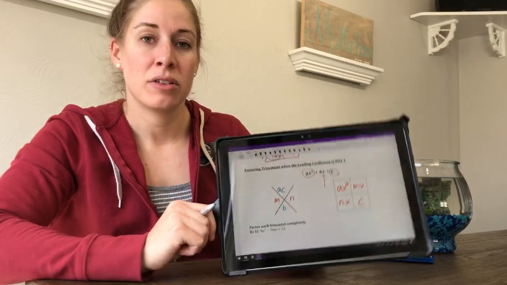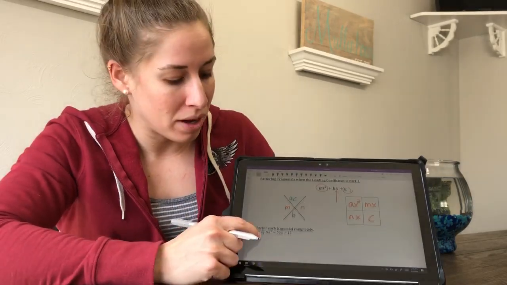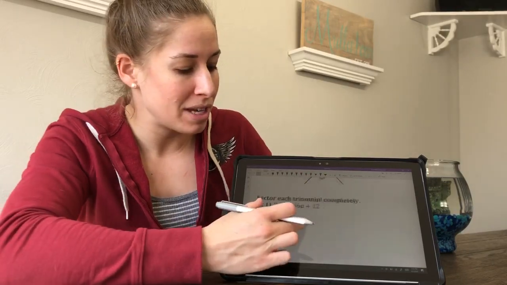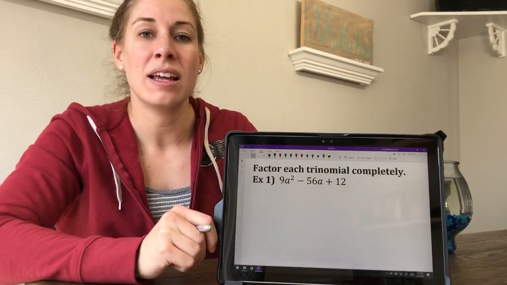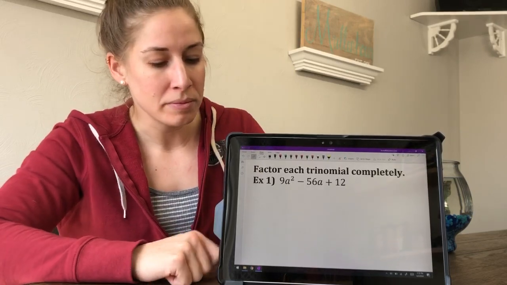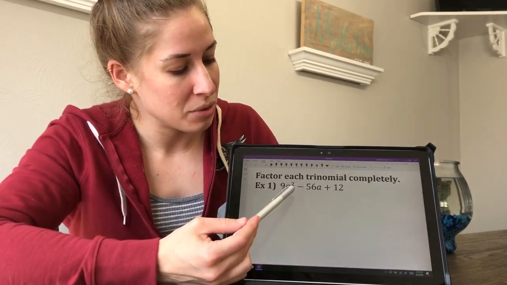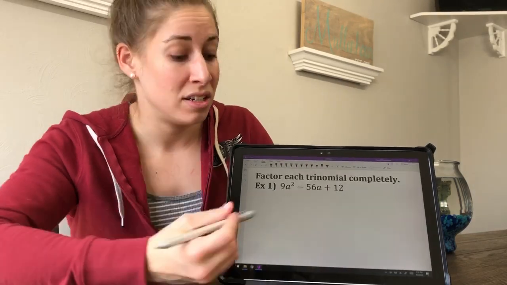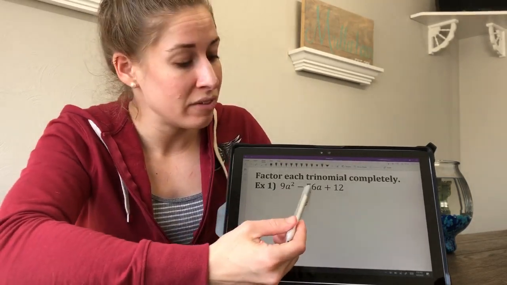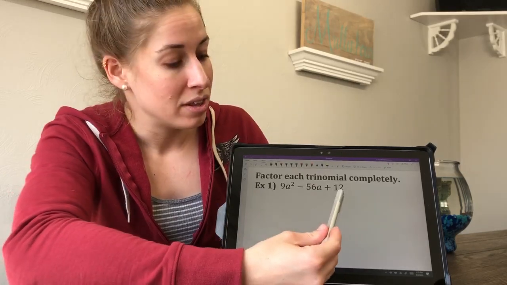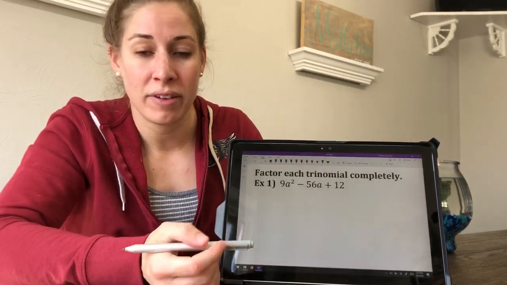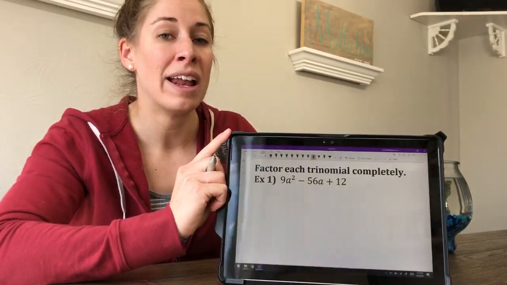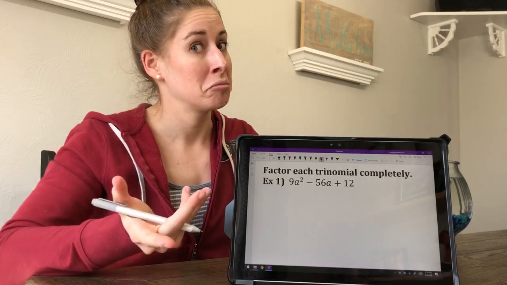All right, so there's that part. Example number 1. Factor the trinomial completely. So first step of factoring: is there a common monomial? Well, 9a squared minus 56a plus 12. Is there a variable that you can take out of each term? No. This term does not have a variable, so you can't factor out a variable. 9, 56, and 12. Is there a number that you can divide out of all of them? Check and see.